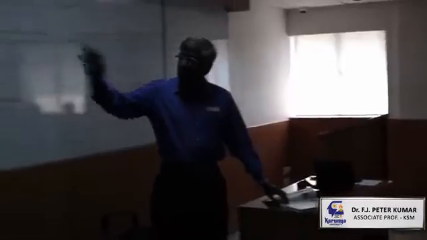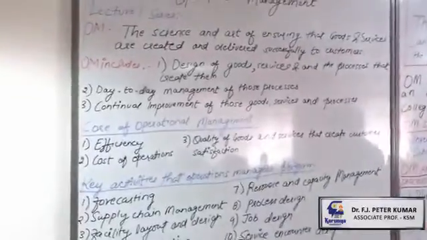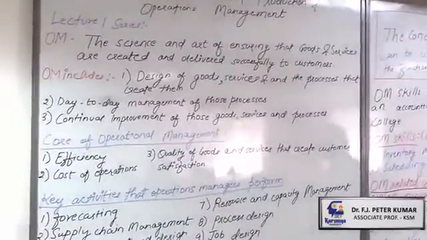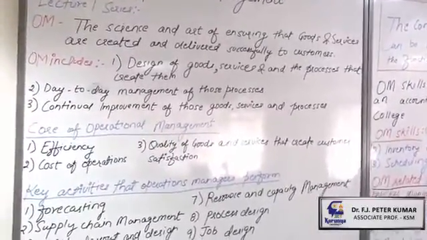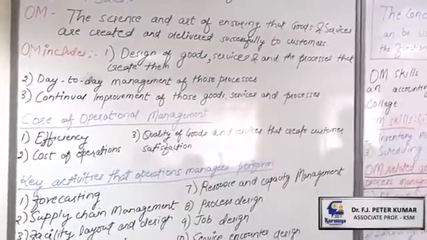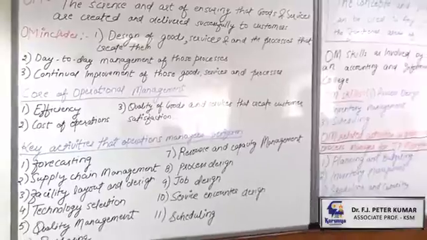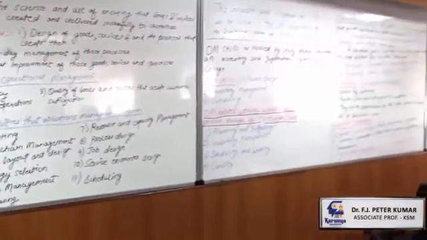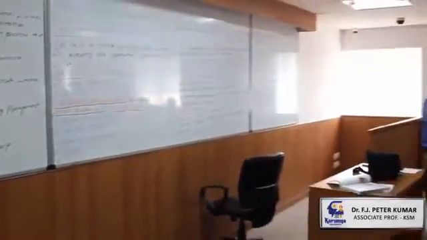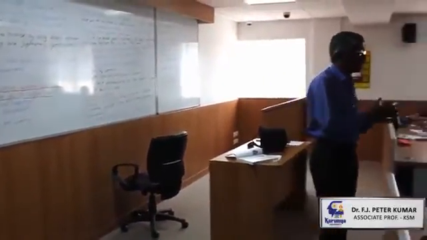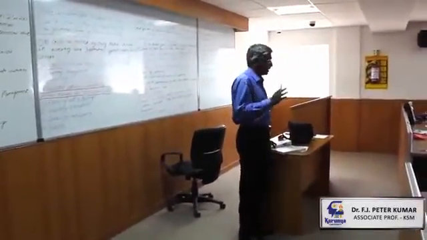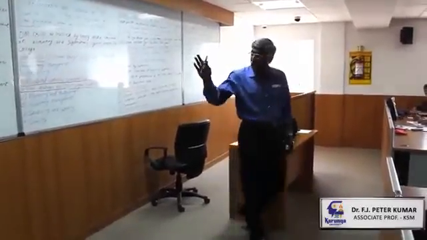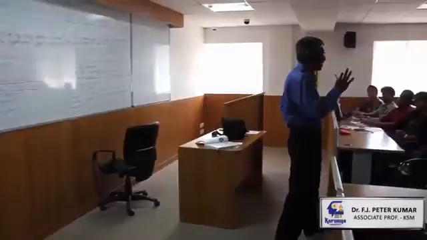So we'll start with first lecture series, what is operations management? It is nothing but the science and art of ensuring that goods and services are created and delivered successfully to customers. So we know that there are two things happening. One is the goods and another one are the services, right? Both are coupled together. Sometimes the goods and services go accordingly when a company is going to have production and operations together, or they might go only with services. Okay. So this operation management, it has to be delivered successfully to the customers.